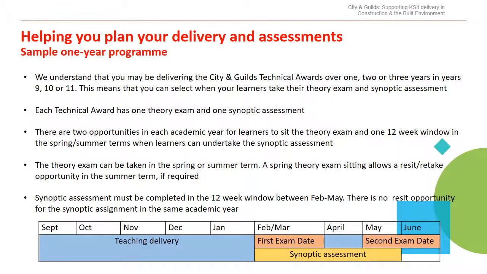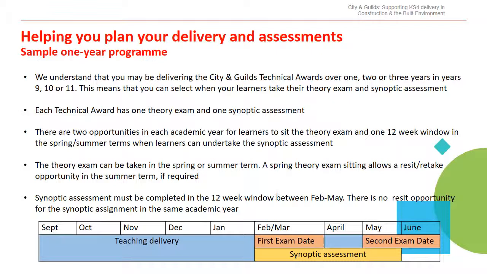So this slide looks at a possible delivery model over one academic year. To give you an idea of what that could look like, you would begin your delivery in September, at the beginning of the autumn term, and that would include your induction to the technical award. You would then deliver all of the knowledge, including the practical skills if they're required, until February in the spring term.